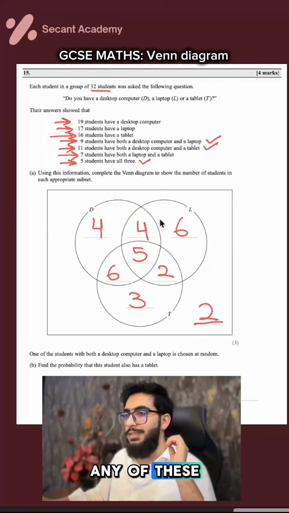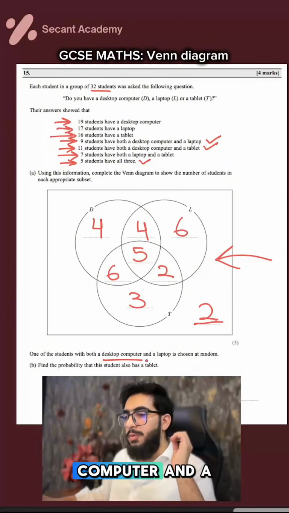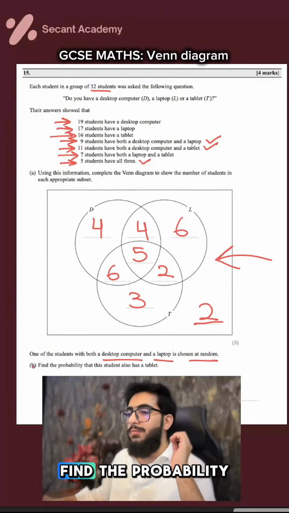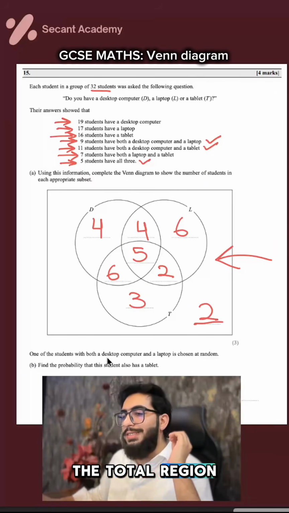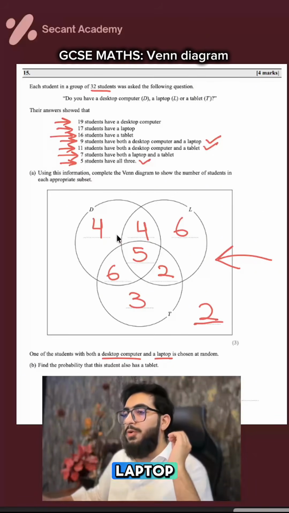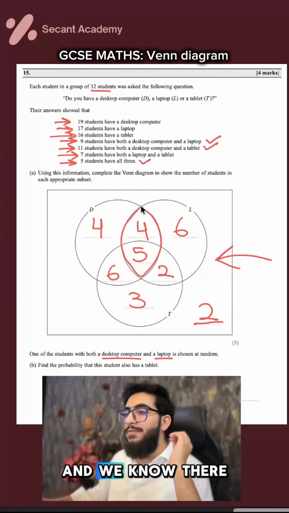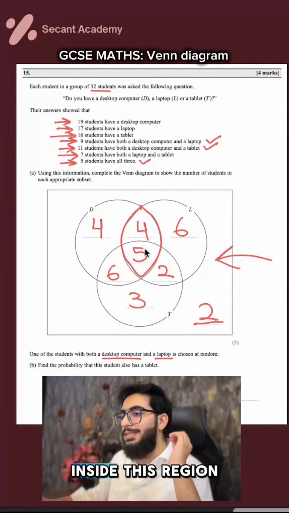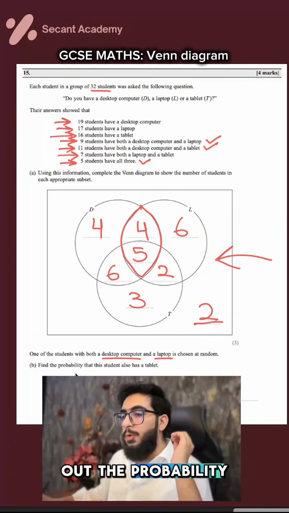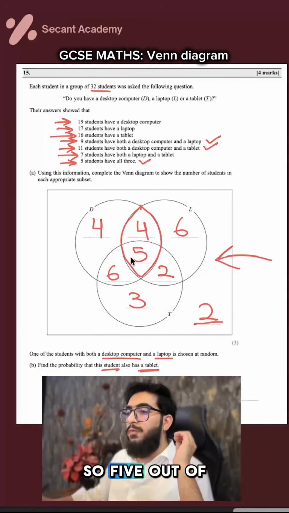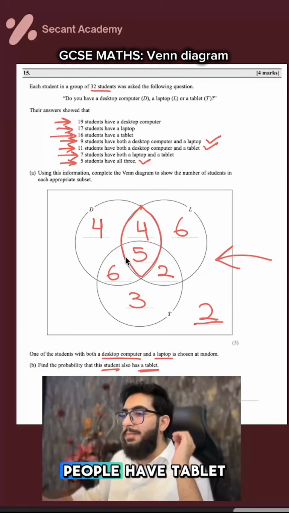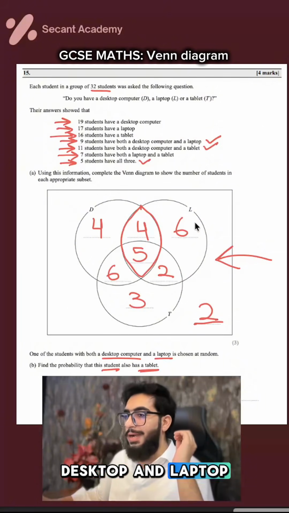One of the students with both a desktop computer and a laptop is chosen at random. Find the probability that this student also has a tablet. First, let's identify the total region that represents desktop computer and laptop. So desktop computer and laptop is represented by this region, and we know there are a total of 9 people inside this region. We have to work out the probability that this student chosen at random has a tablet as well. So 5 out of these 9 people have tablet, desktop and laptop, all of them.